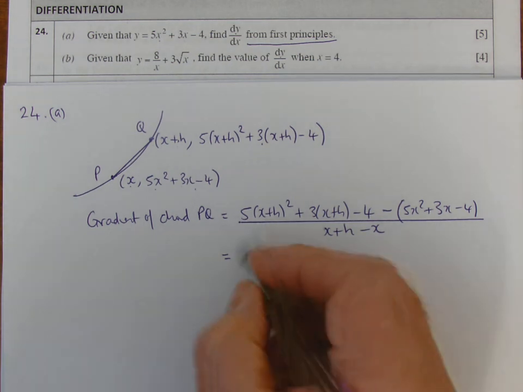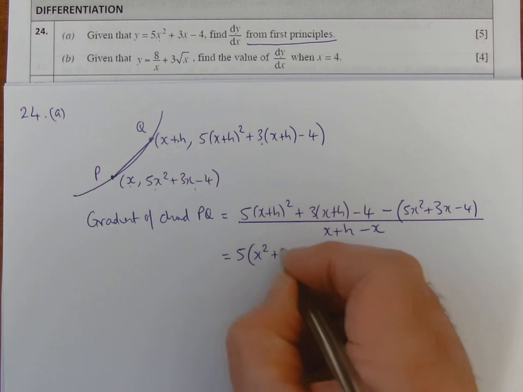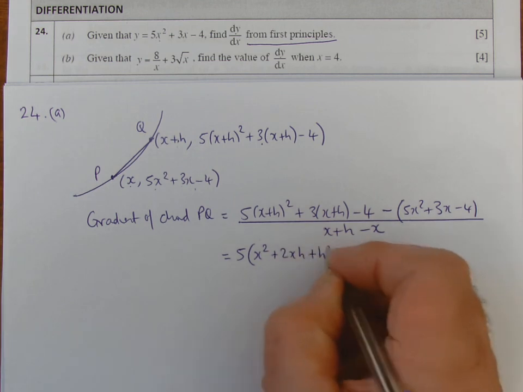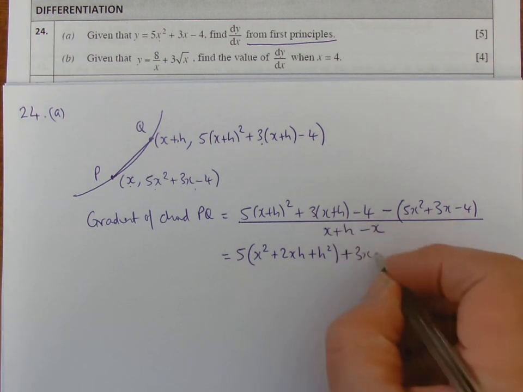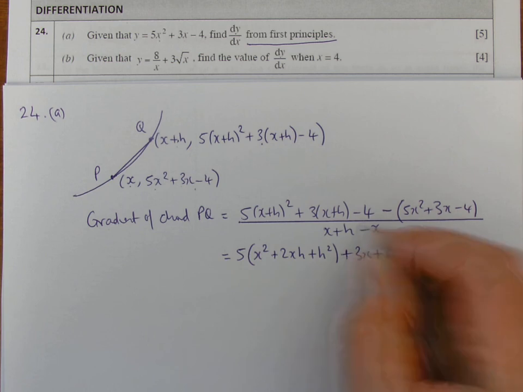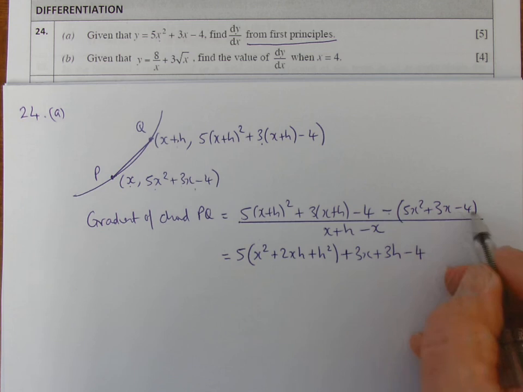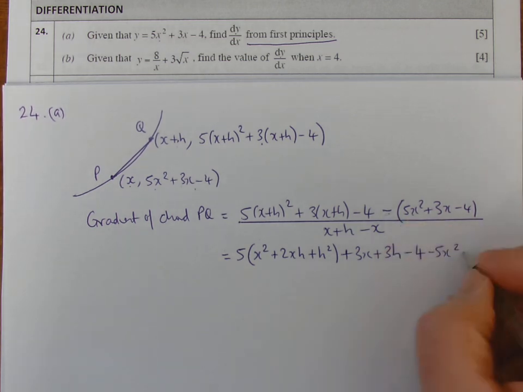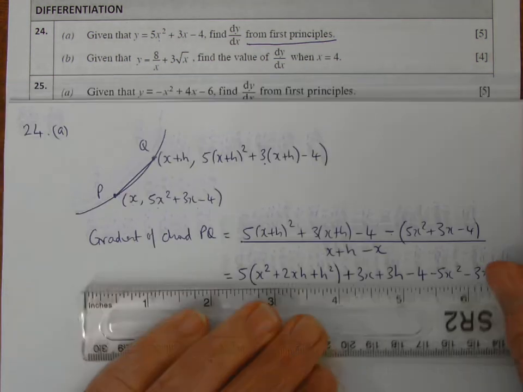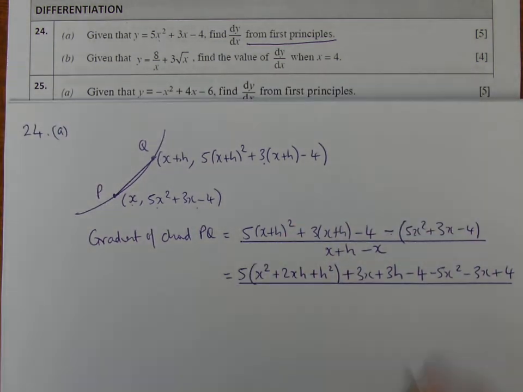And then expand the top line, so that's 5 lots. So if I square the first bracket, that's x squared plus 2xh plus h squared, plus 3x plus 3h minus 4. Now we've got to be careful in this bracket. A minus sign will change the signs of all those three terms. It will be minus 5x squared minus 3x add 4, and the bottom line x plus h minus x will just be h.